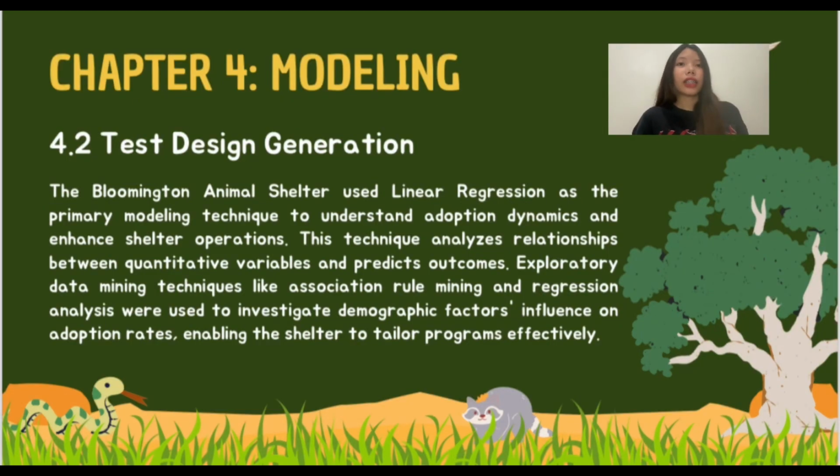For the test design generation, we utilize linear regression as the primary modeling technique to improve shelter operations and comprehend adoption dynamics. This method anticipates results by analyzing and predicting the relationships between quantitative factors. Using exploratory data mining techniques, including regression analysis and association rule mining, allows the shelter to efficiently customize its programs by looking at the impact of demographic characteristics on adoption rate.